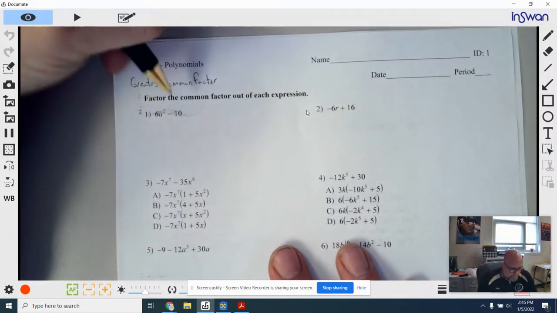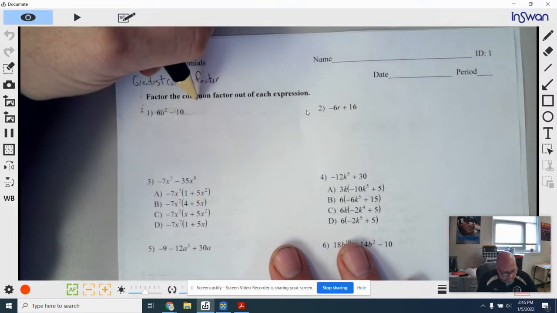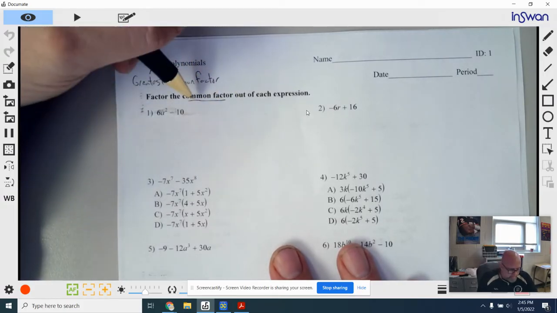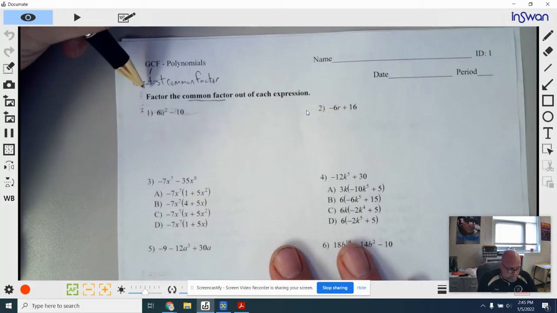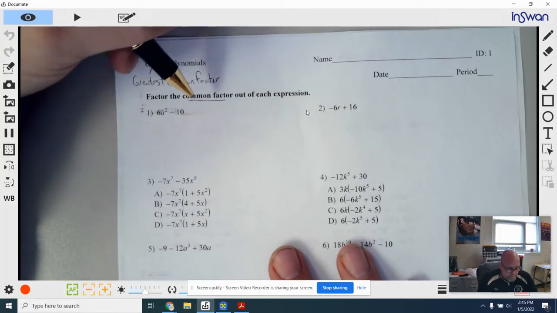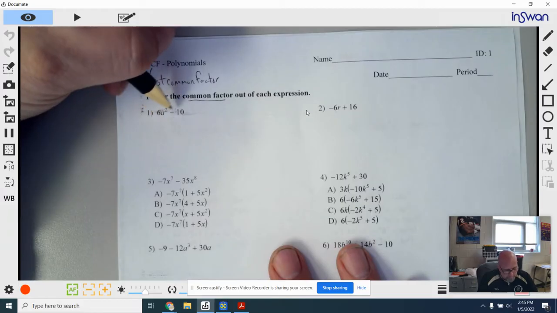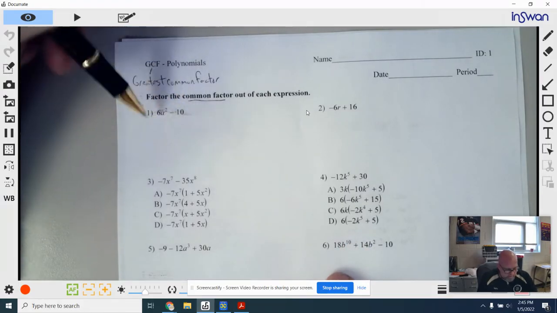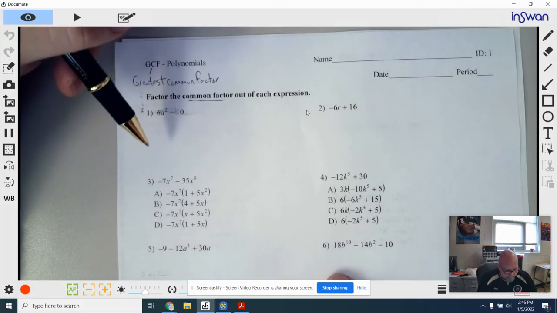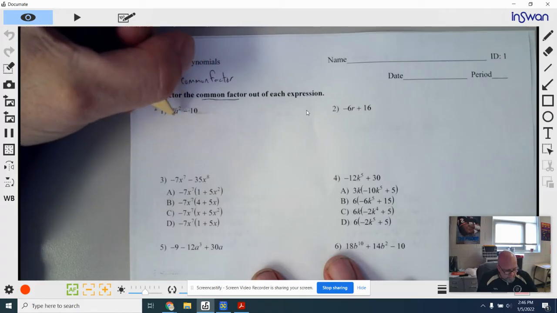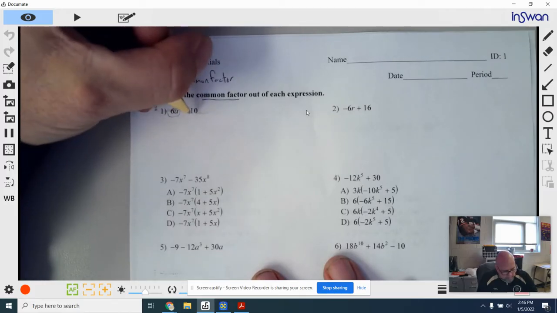If you look at the directions, they say factor the common factor out of each expression. And when they say the common factor, they really mean the largest common factor. And again, that is just the biggest number that goes into both of those terms, or in this case, just two. Some we're going to get to, you have three terms, some four terms. There's no limit.